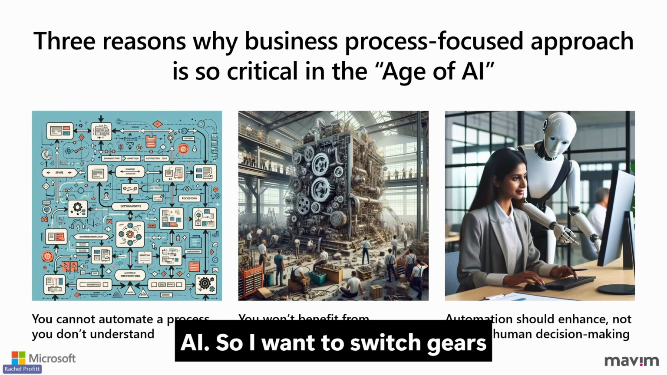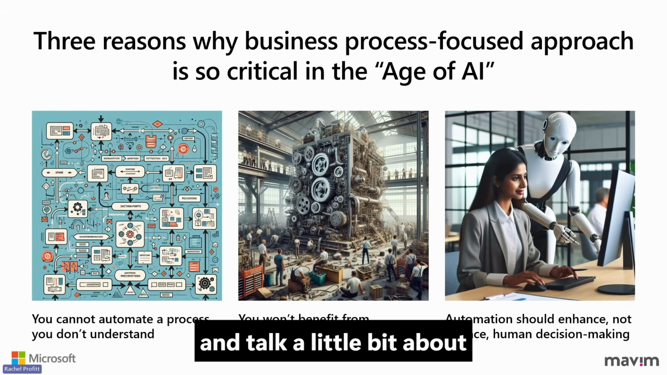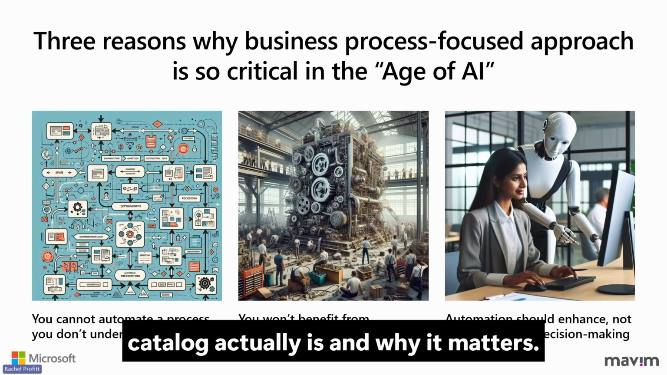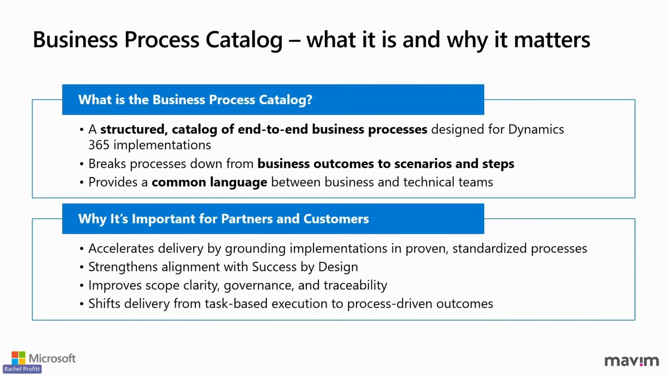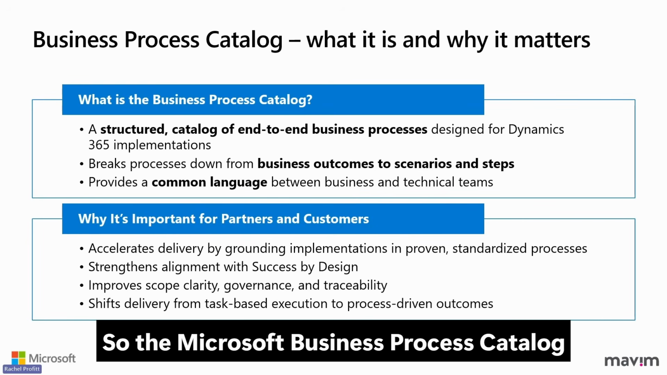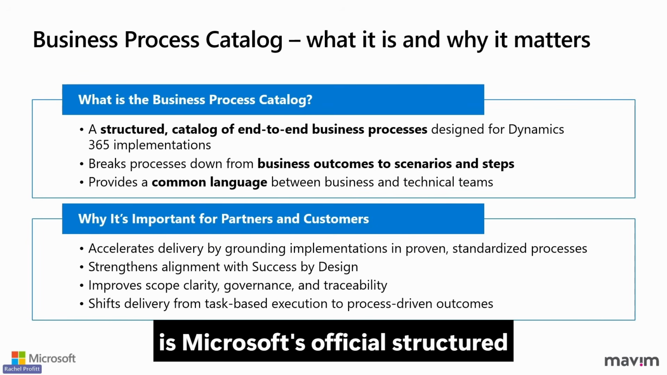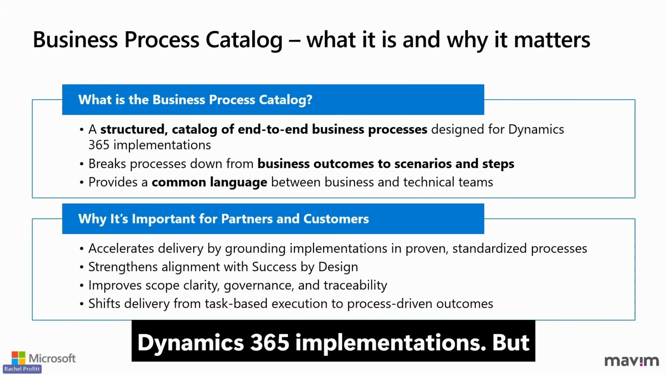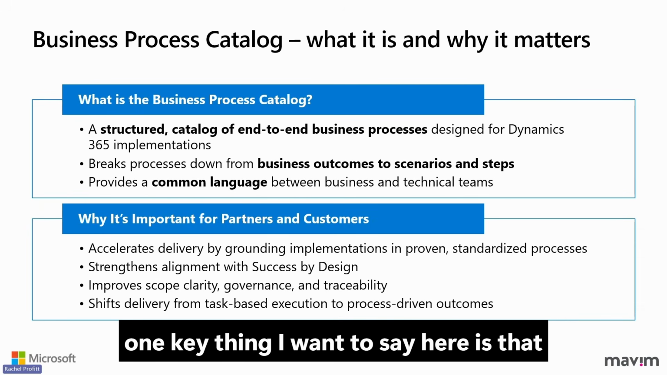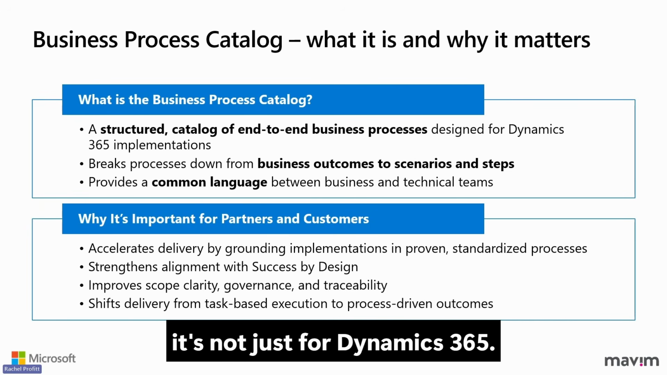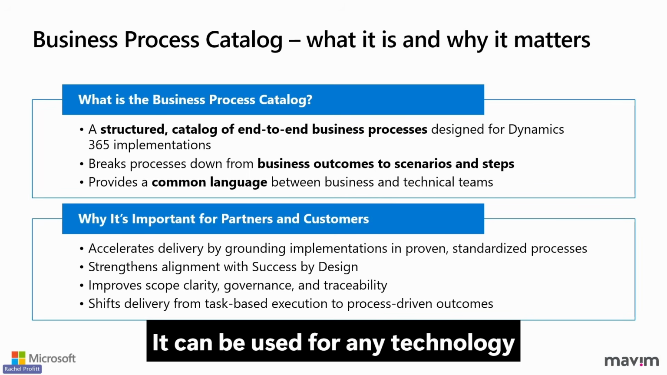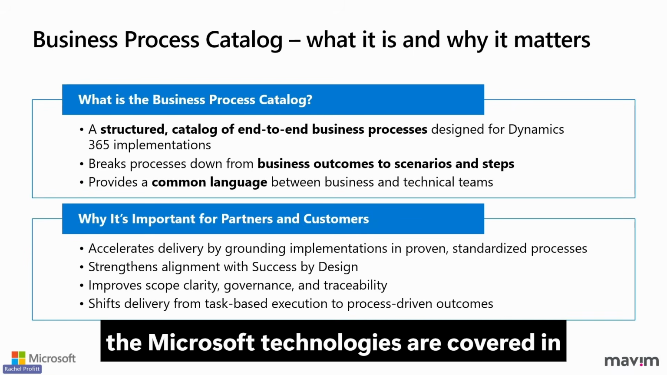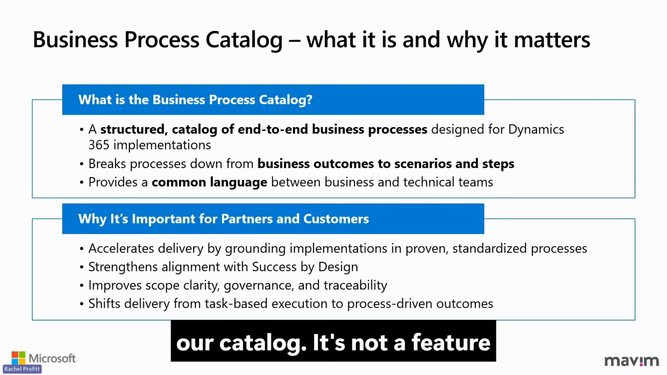So I want to switch gears and talk a little bit about how to use a process-focused approach to help you reimagine what the catalog actually is and why it matters. So the Microsoft Business Process Catalog is Microsoft's official structured library of end-to-end business processes that are designed specifically for Dynamics 365 implementations. But one key thing I want to say here is that it's not just for Dynamics 365. It can be used for any technology implementations, and all of the Microsoft technologies are covered in our catalog.